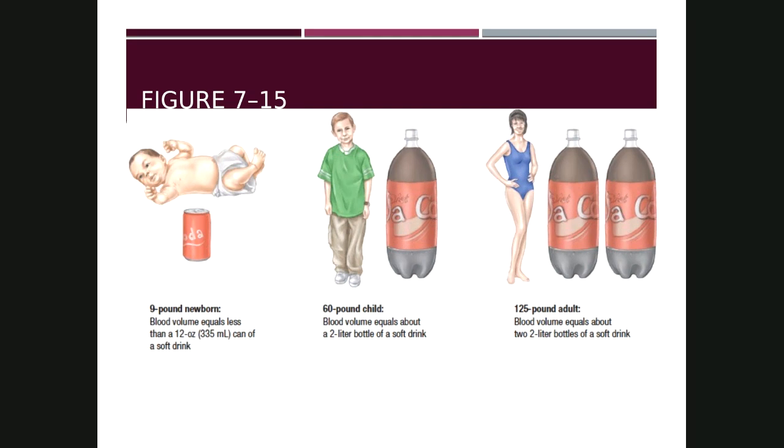So when we equate this, we look at volume. A 9-pound newborn has about a 12-ounce can of soft drink. A 60-pound child has one 2-liter bottle, and a 125-pound adult would have about 2 2-liter bottles of soft drink. And again, this is dependent upon body weight. Whole blood is normally composed of approximately 3 quarts, or about 50 to 60%, of plasma, and 2 quarts of cells.